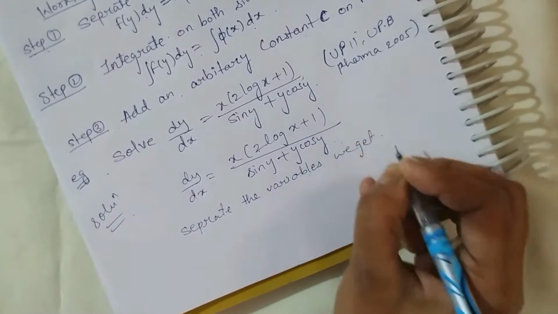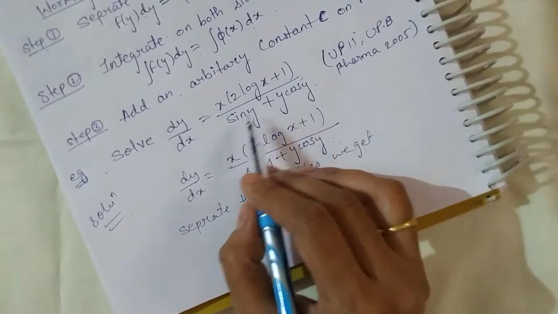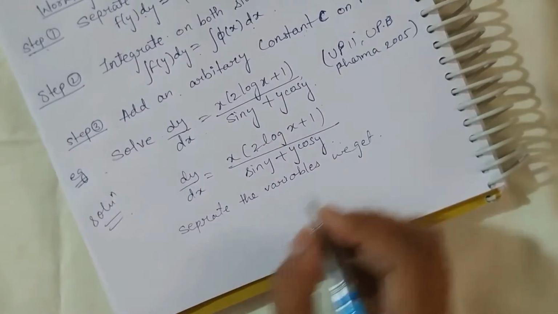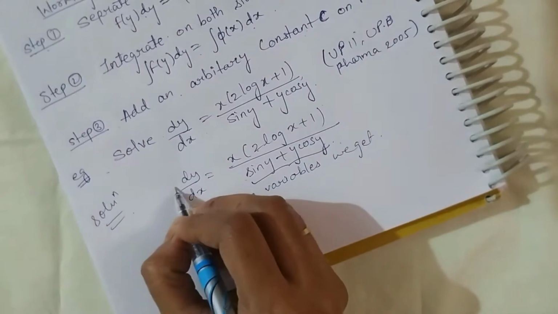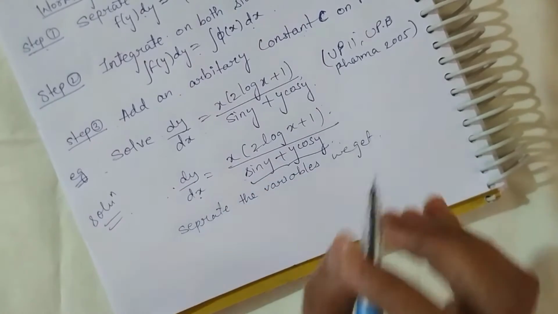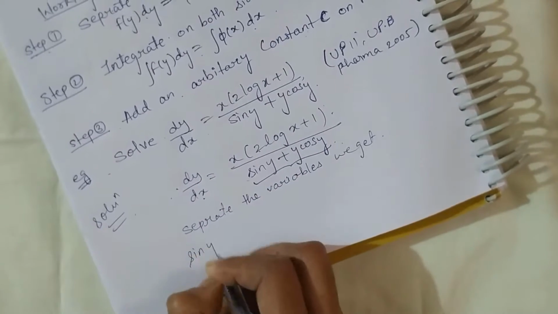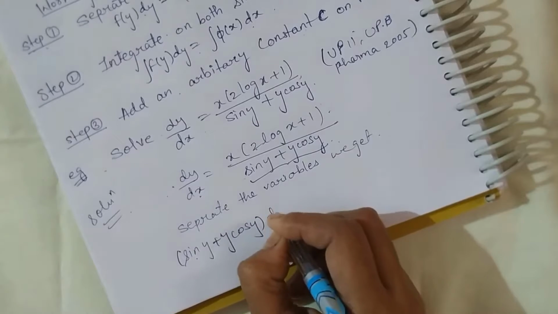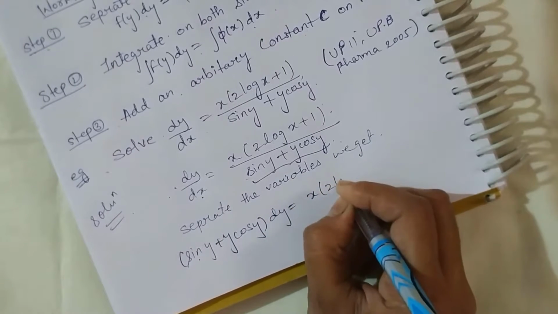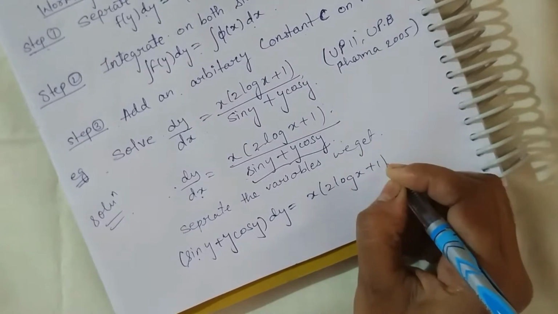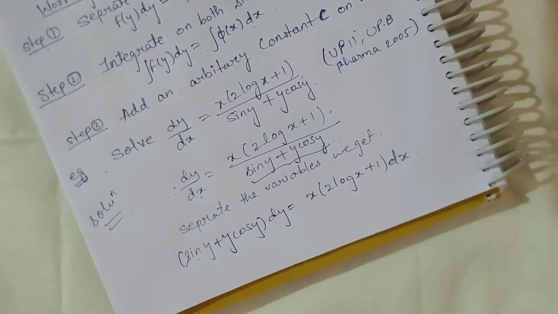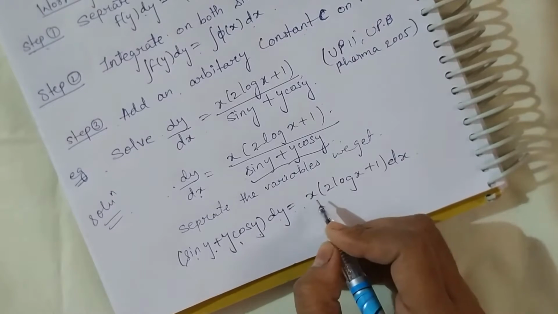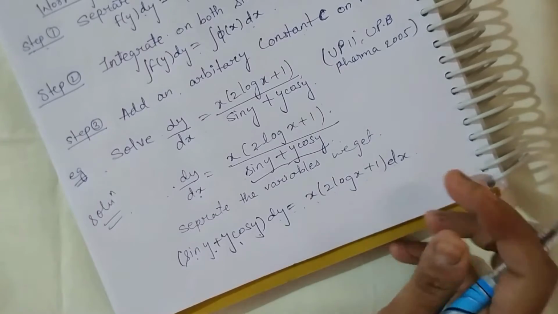We get, the term of y goes on the left hand side and the term of x goes on the right hand side. So this term goes on the left hand side and dx goes on the right hand side, so that we get (sin y + y cos y) dy equals x(2 log x + 1) dx.